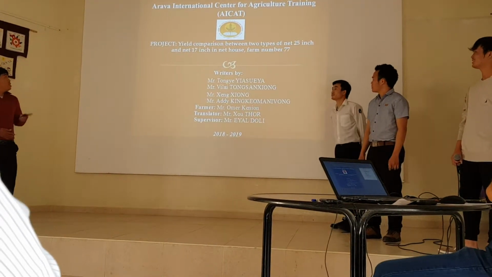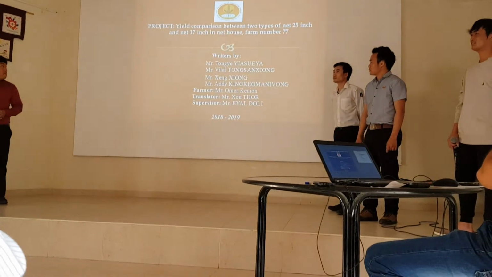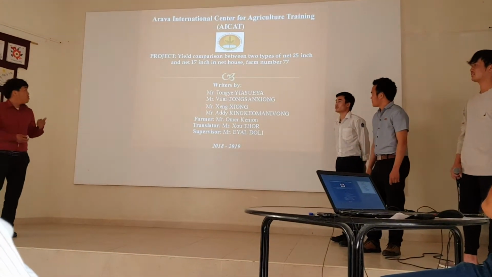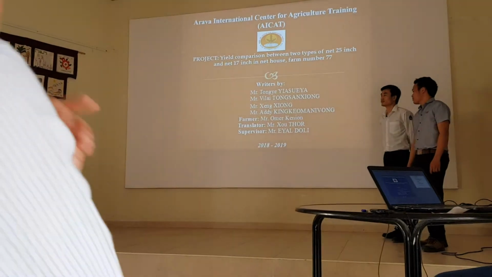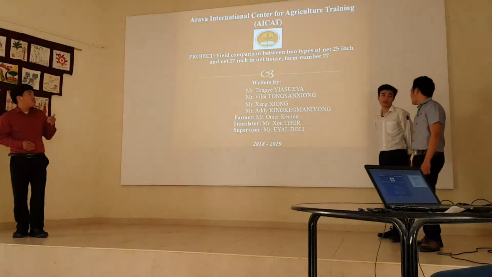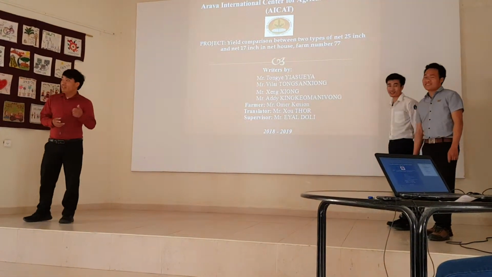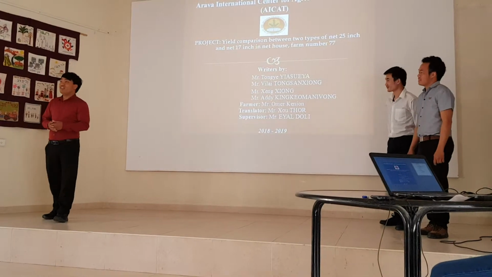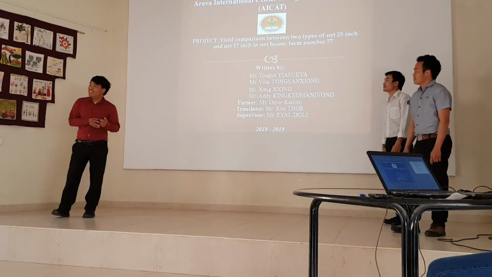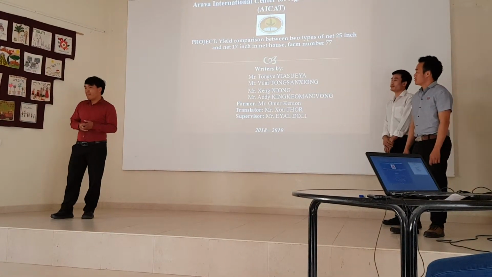Let's start our project. The project name is Yield Corporation. It covers two types of neck, neck 25 inch and neck 70 inch, in the neck house.